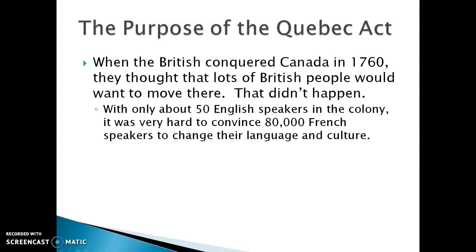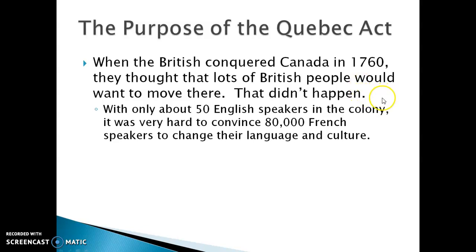So what was the purpose of the Quebec Act? When the British conquered Canada in 1760, they thought that lots more British people would come to this country, but that didn't happen. So when the war ended in 1763, so the conquering actually took place in 1759-1760, but the war itself didn't end until 1763.